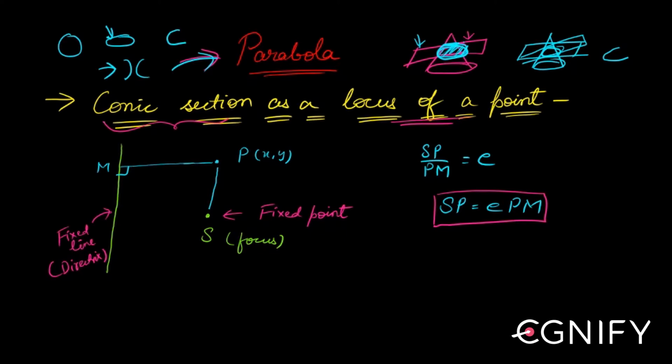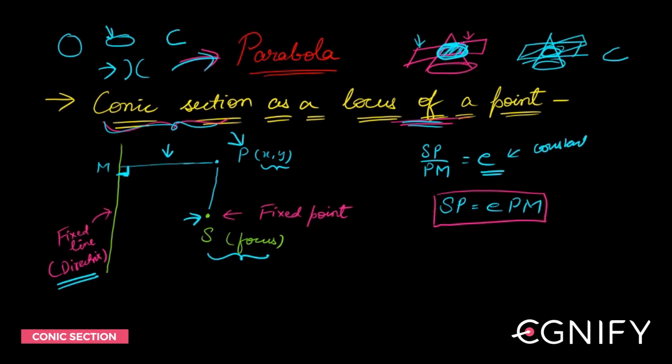So what is conic section? Let us see conic section as a locus of a point. Here you will come across a very important definition. Any point P with coordinate xy such that its distance from a fixed point called focus divided by the distance from a fixed line called directrix is a constant ratio. Constant ratio. Very simple to understand.